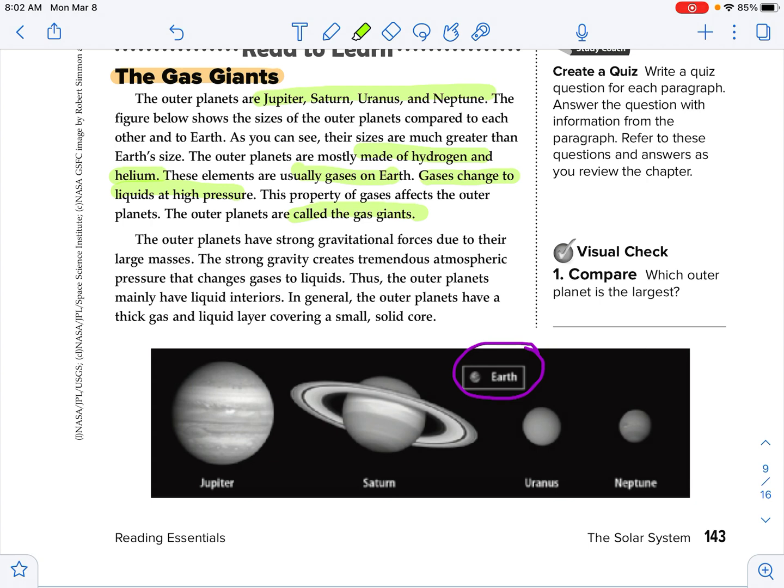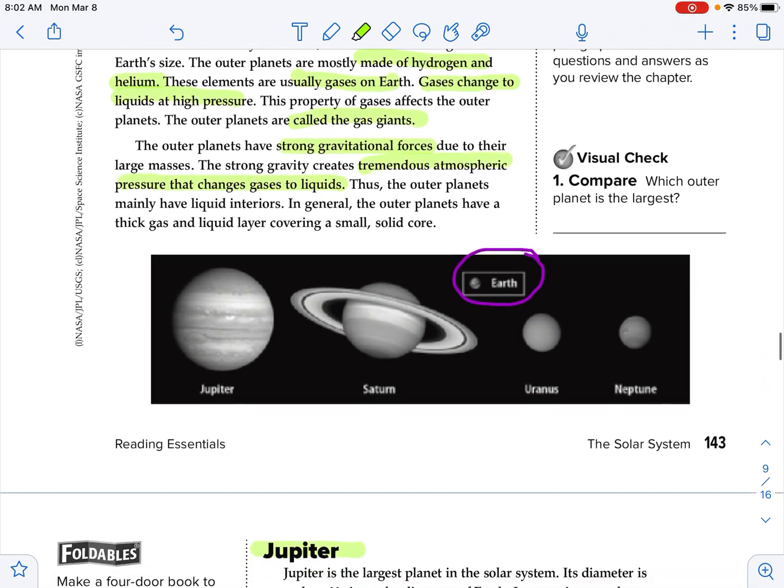The outer planets have strong gravitational force due to their large masses. Because remember, mass and the distance between objects are the two elements that are responsible for gravitational force. The strong gravity creates tremendous atmospheric pressure that changes gases into liquid. Thus, the outer planets mainly have liquid interiors. In general, the outer planets have a thick gas and liquid layer covering a small solid core.